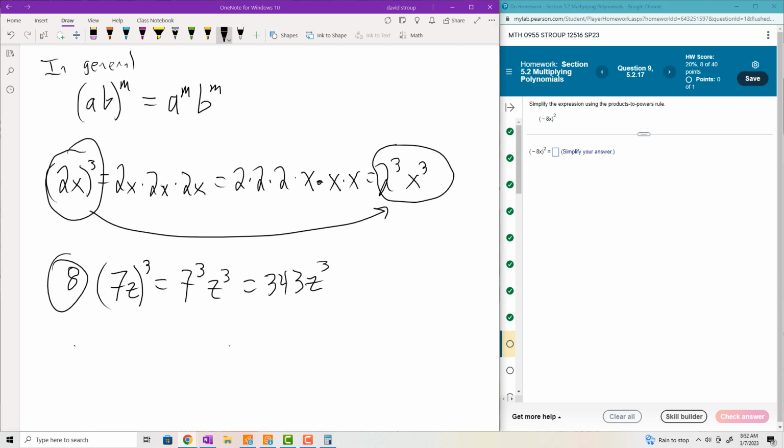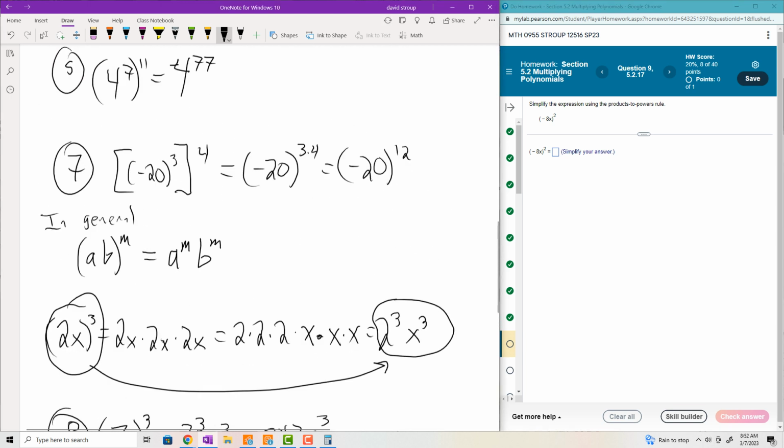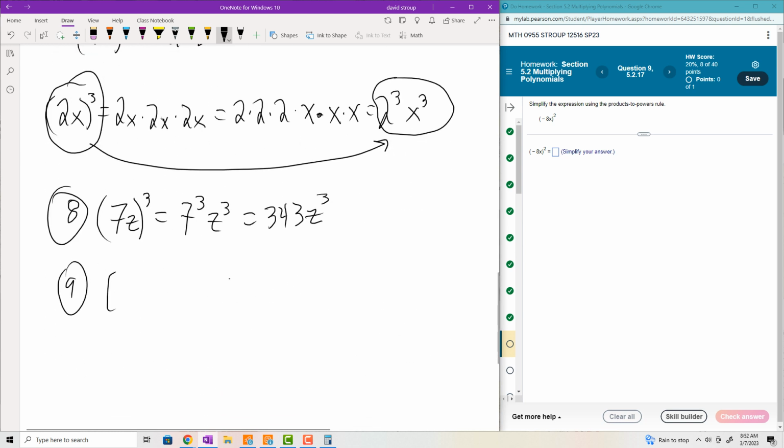Okay. Number 9 is a bit different because of that negative. So last time we kind of ignored the issue with the negative. This time we have to deal with it. It's in our face, so to speak. So how do I deal with it? Well, you're going to pretend that negative 8 is one of the parts, and then the x is the other part. So you'll take the negative 8 and raise it to the 2nd power, and then you'll have the x and raise that to the 2nd power. And then they want you to multiply that out.